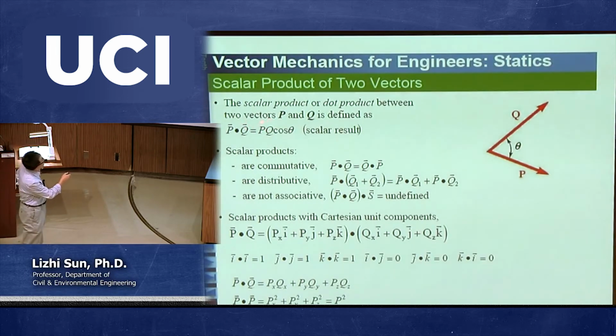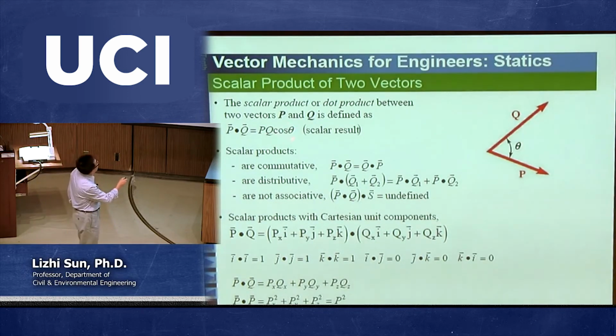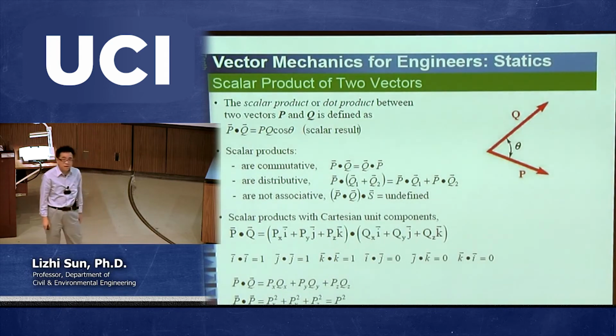However, again, we're not going to use this to calculate the scalar product, even though it's a definition. Normally, we use another way to do the scalar product, because that is more straightforward. If you use this way, then you need to know the magnitude of P, you need to know the magnitude of Q, which are okay. But how are you going to get the angle between 2 vectors? Sometimes it's a challenge. That's why, in reality, we don't use this equation to calculate the scalar product.